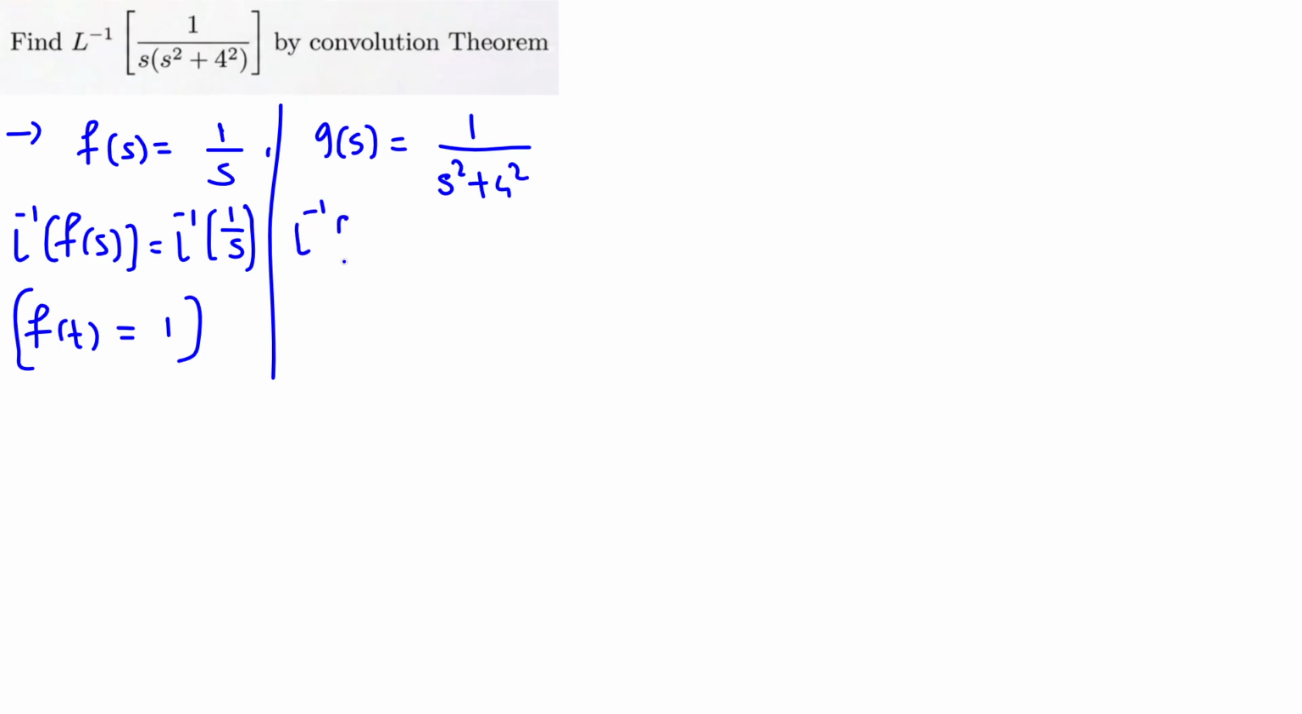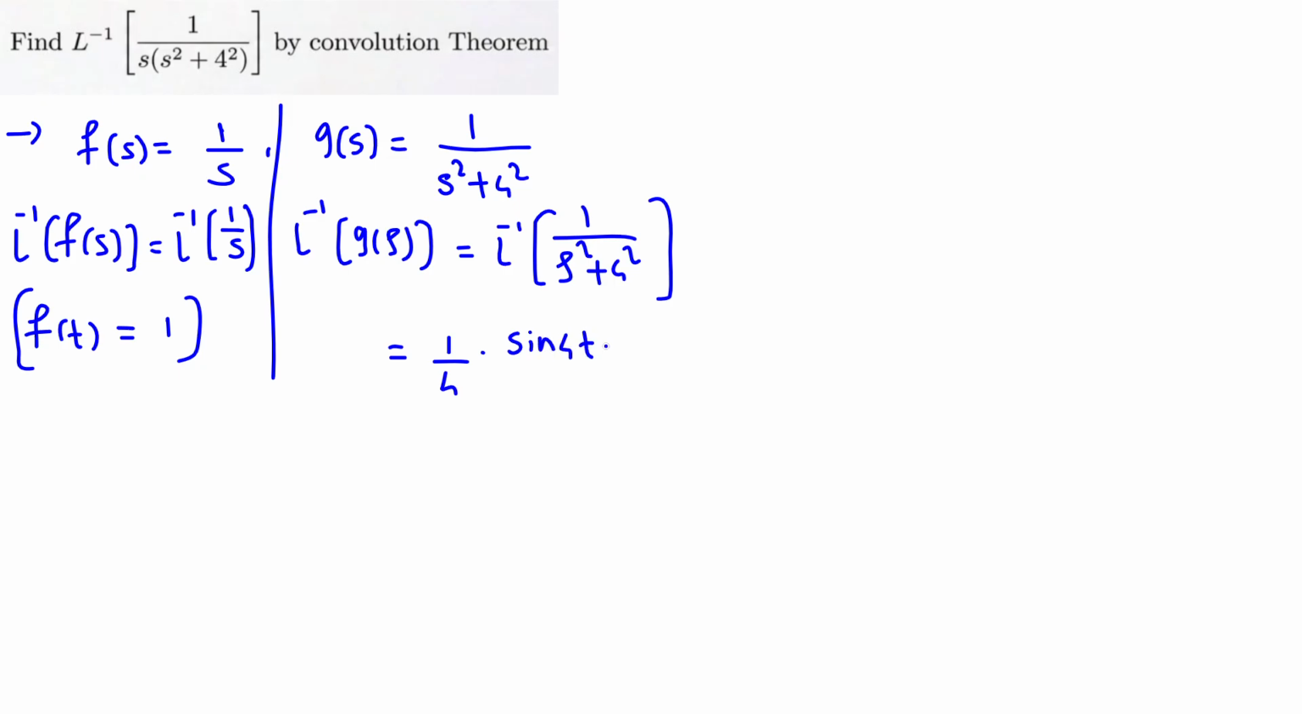Similarly on the right hand side, take the inverse on both sides. In the exam you have to mention taking the Laplace inverse on both sides. I'm not mentioning it here, but you have to mention every step. So taking the Laplace inverse of both sides, we will get the Laplace inverse of g of s is equal to the Laplace inverse of 1 upon s square plus 4 square. The Laplace inverse of 1 upon s square plus 4 square is 1 upon a, here a is 4, so 1 by 4 into sine 4t.